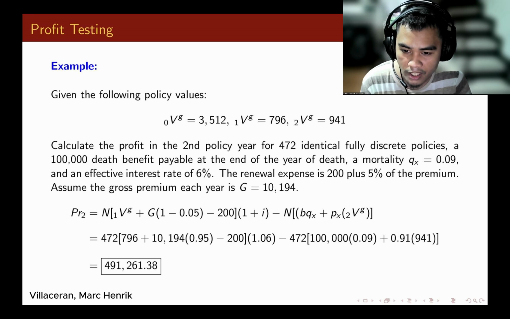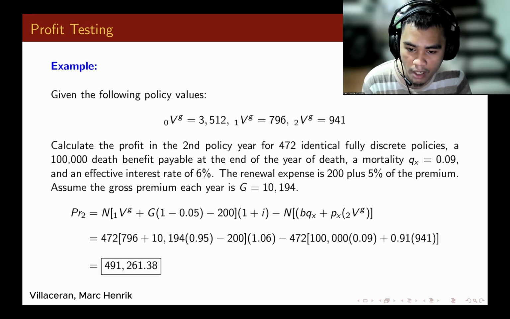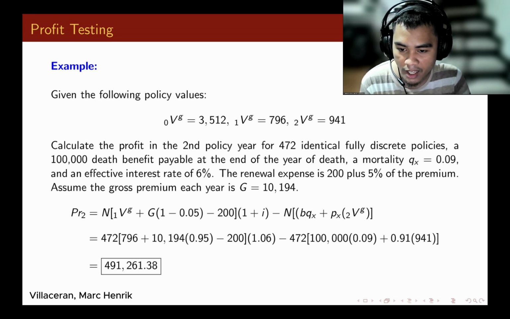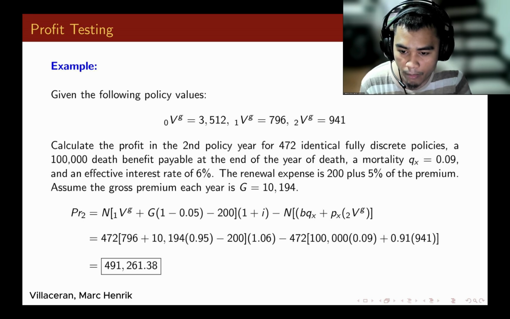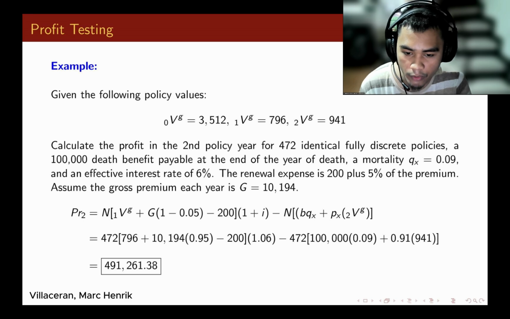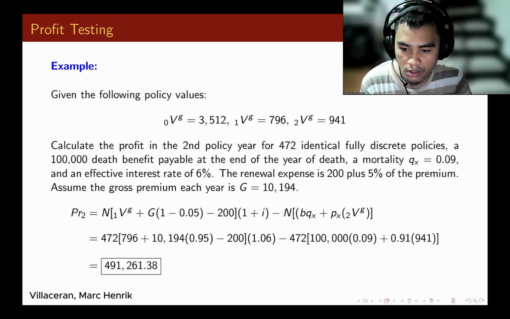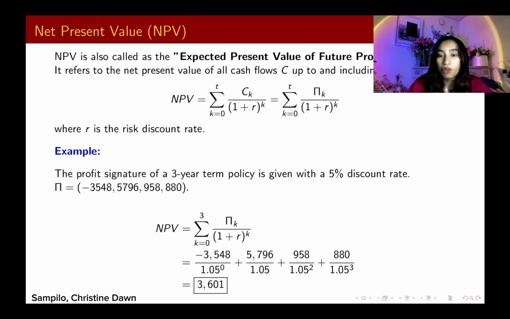The gross benefit reserve at time 1 equals 796, multiplied by 0.95, minus the 200 times 1.06, minus the N again times the quantity of 100,000 times 0.09 plus the complement of the survival function 0.91 times the gross benefit reserve at time 2 equals 941. And we will get the profit, which is equal to 491,261.38.